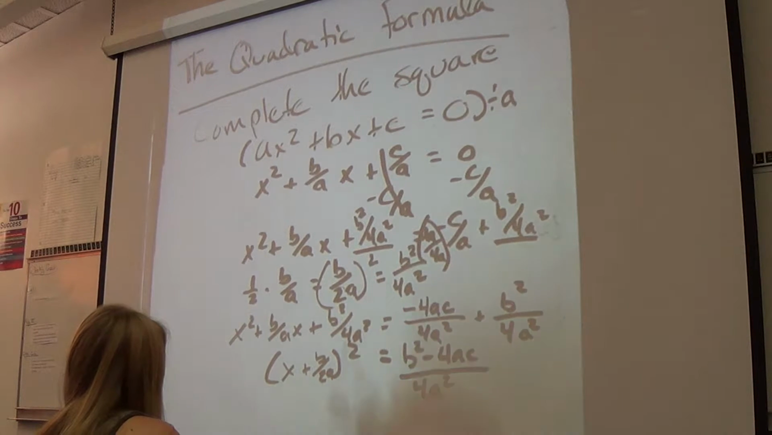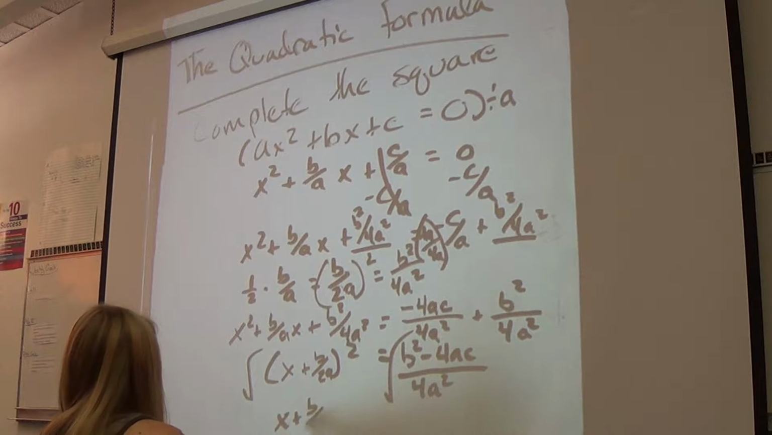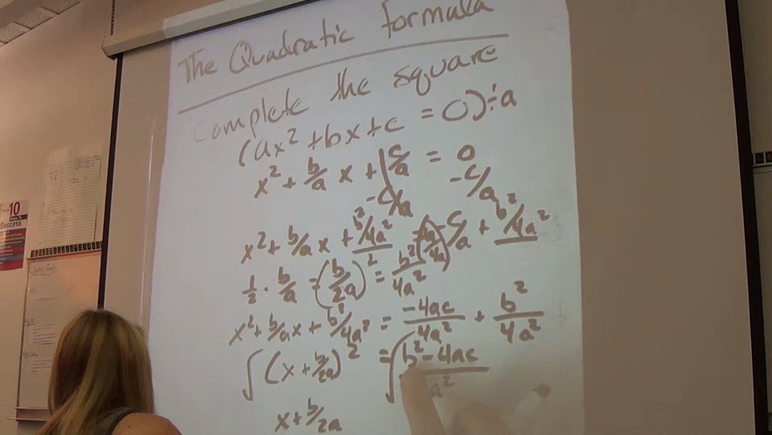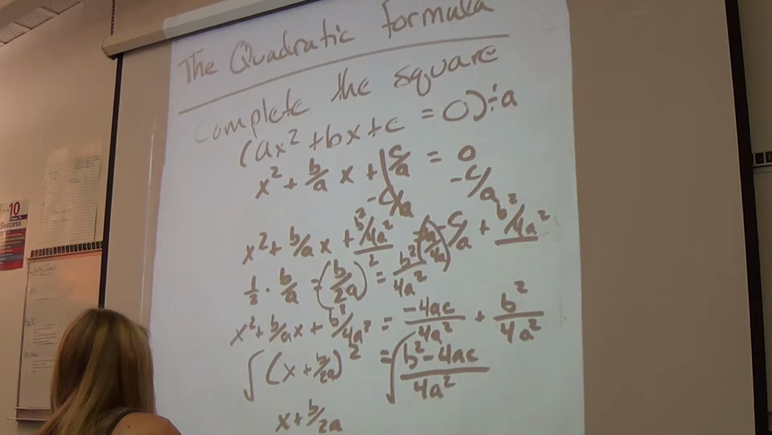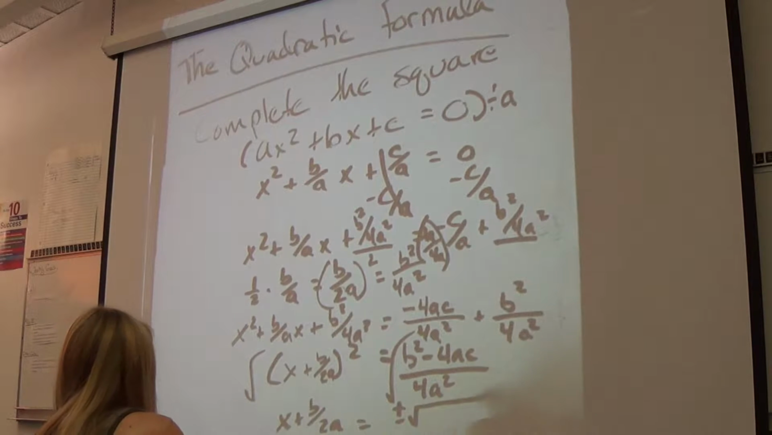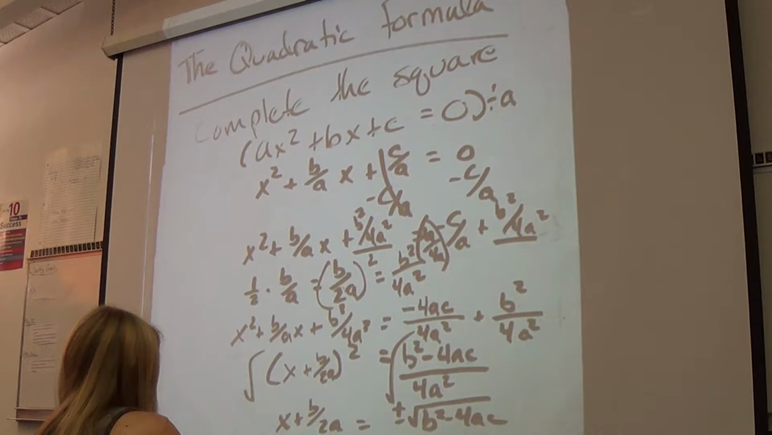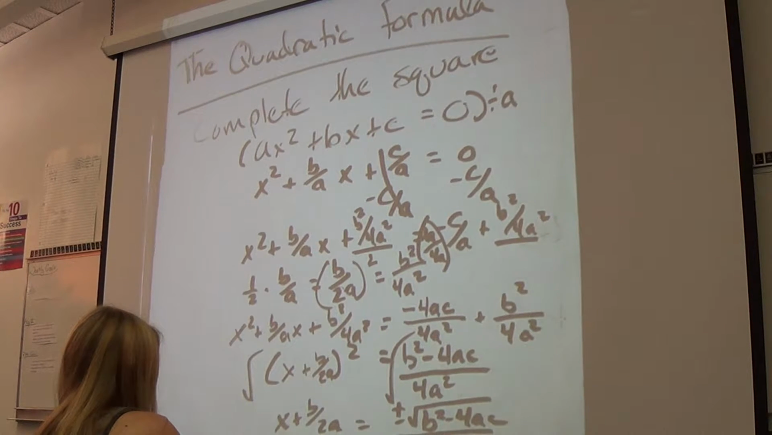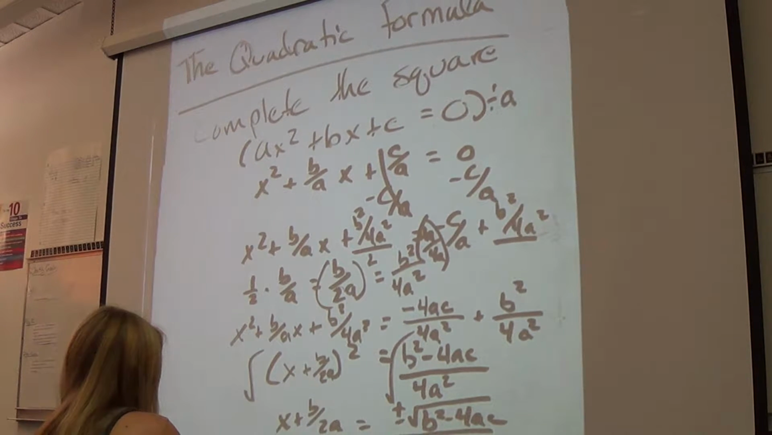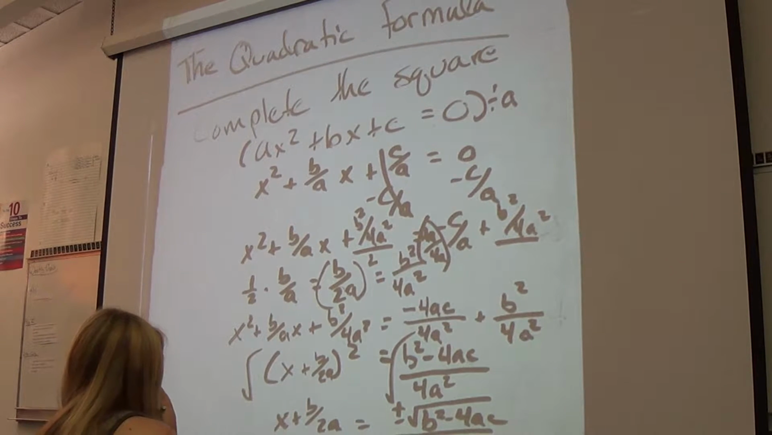Square root both sides. All right, I can't square root the top. Who knows what B squared minus 4AC is? That's just kind of a crazy number. There's too many letters there. I don't know. So I'm going to do plus or minus square root of B squared minus 4AC. But I can't square root the bottom. What do I get? 2A. Ooh, we're starting to get closer.